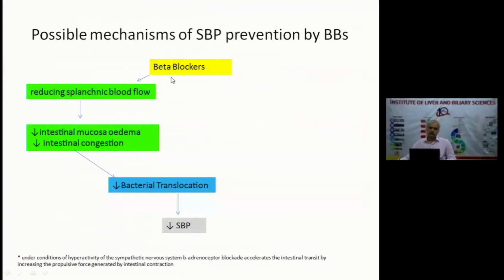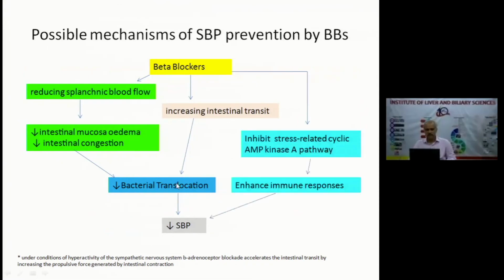So what could be the possible mechanisms? As we can see, beta blockers lead to reduction in the splanchnic blood flow, which leads to decreased intestinal mucosal edema, decreased intestinal congestion, decreased bacterial translocation, and decreased SBP. Beta blockers also lead to increase in intestinal transit, which again leads to decreased bacterial translocation and decrease in SBP. Beta blockers also inhibit stress-related cyclic AMP kinase A pathway, which enhances the immune response and antibacterial responses, which again leads to decrease in SBP.